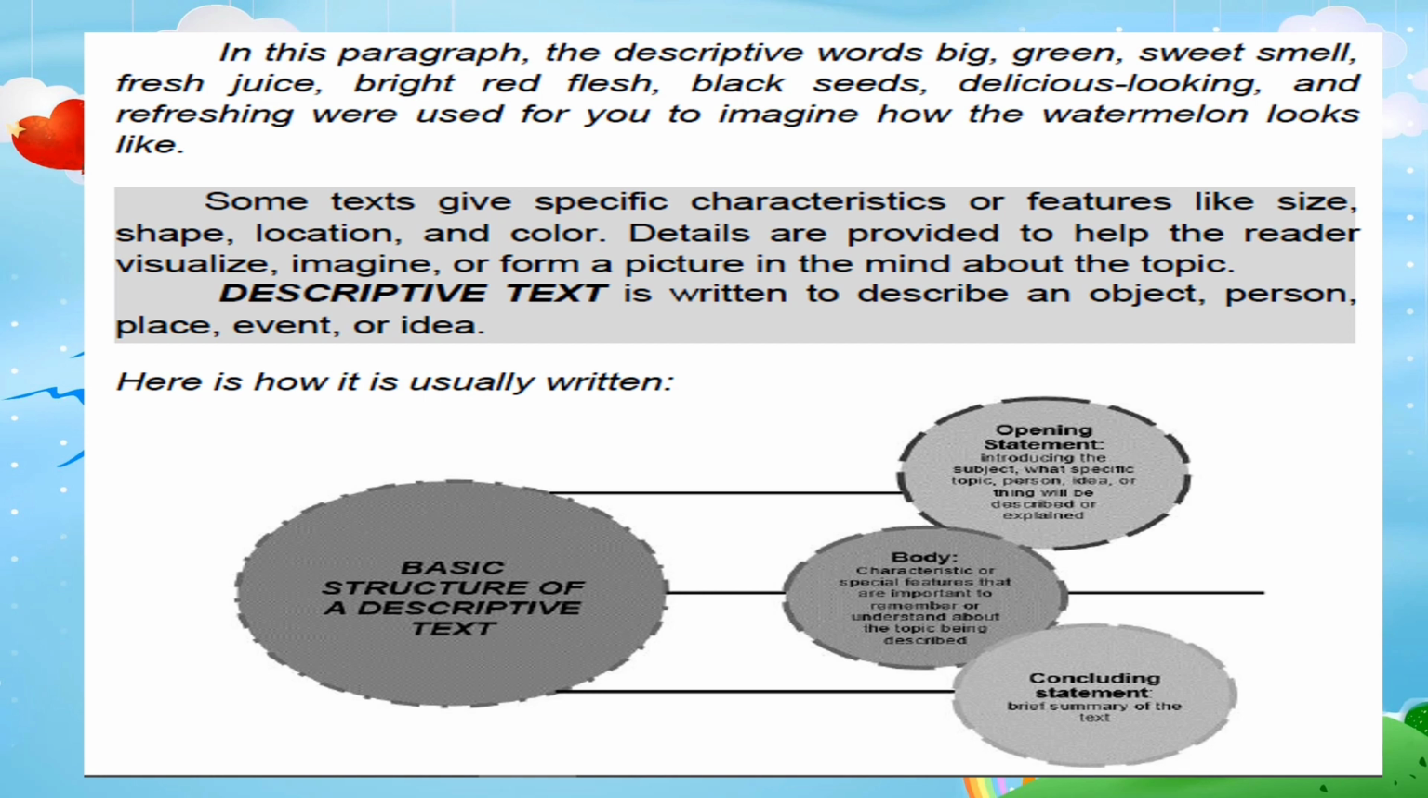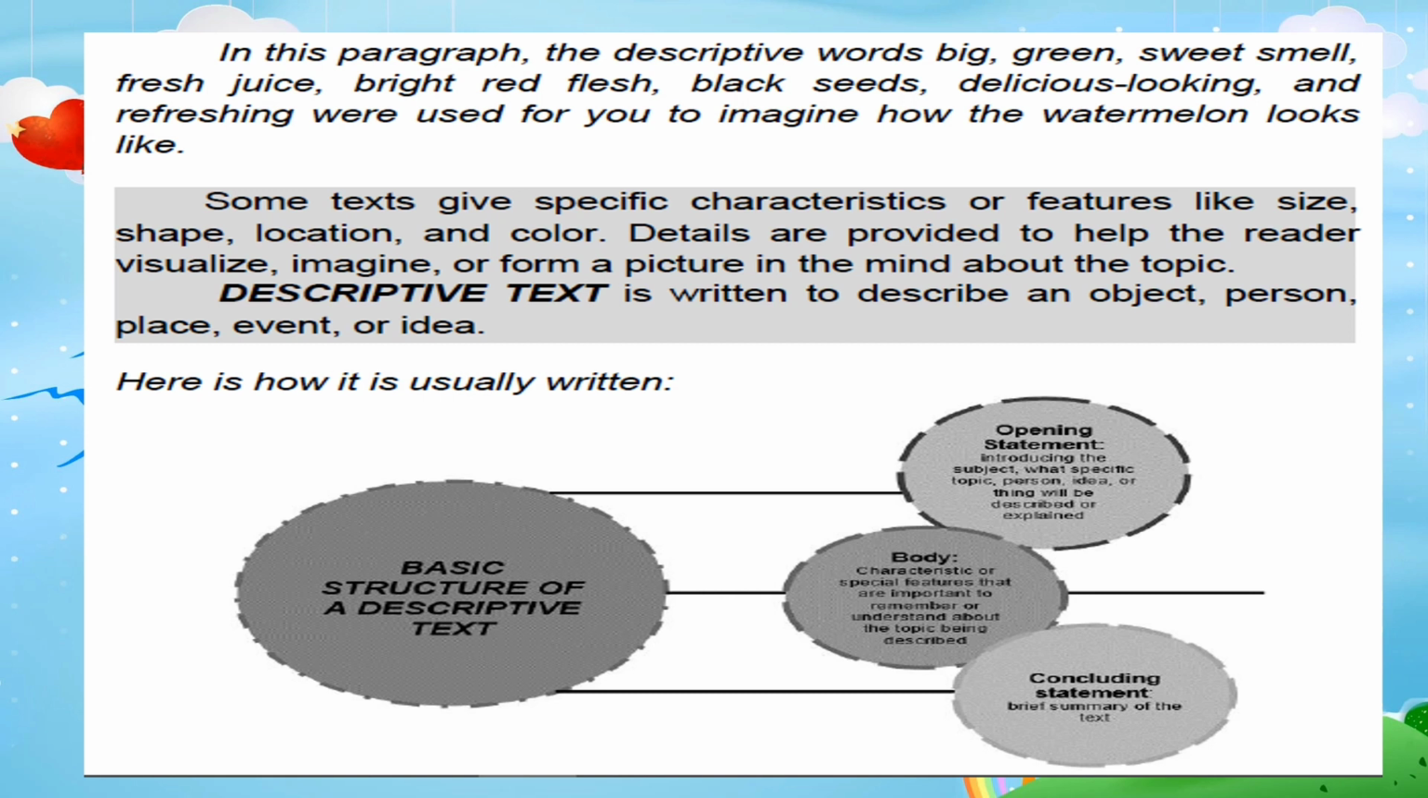This is an example of descriptive text. Some texts give specific characteristics or features like size, shape, location, and color. Details are provided to help the reader visualize, imagine, or form a picture in the mind about the topic. Descriptive text is written to describe an object, person, place, event, or idea. Here is how it's usually written.